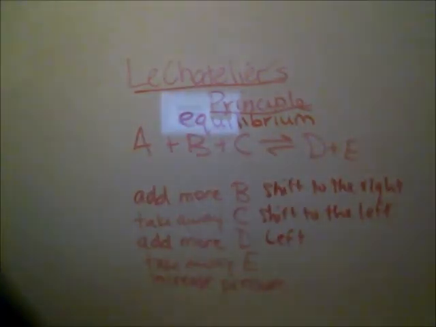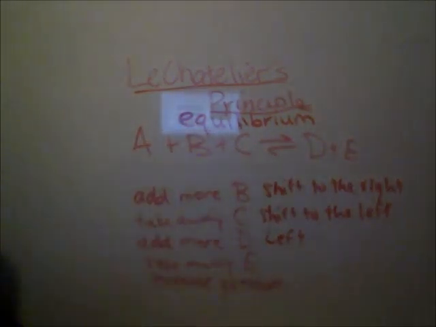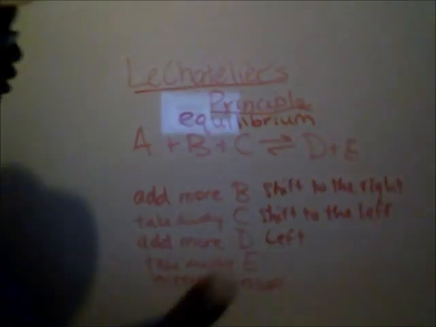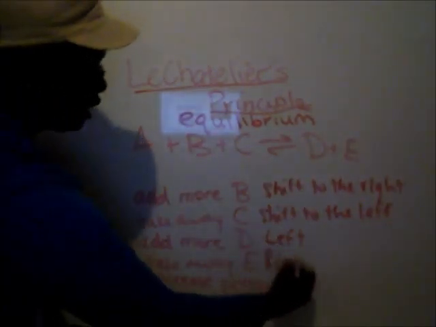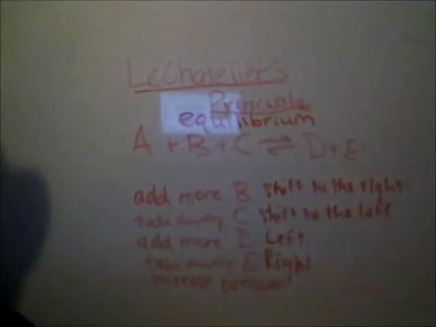If we take E away, so if we knock out E here, we don't have any E on that side, so we want to shift to the right to make more E. So we take E away, we want to shift to the right to make more E.